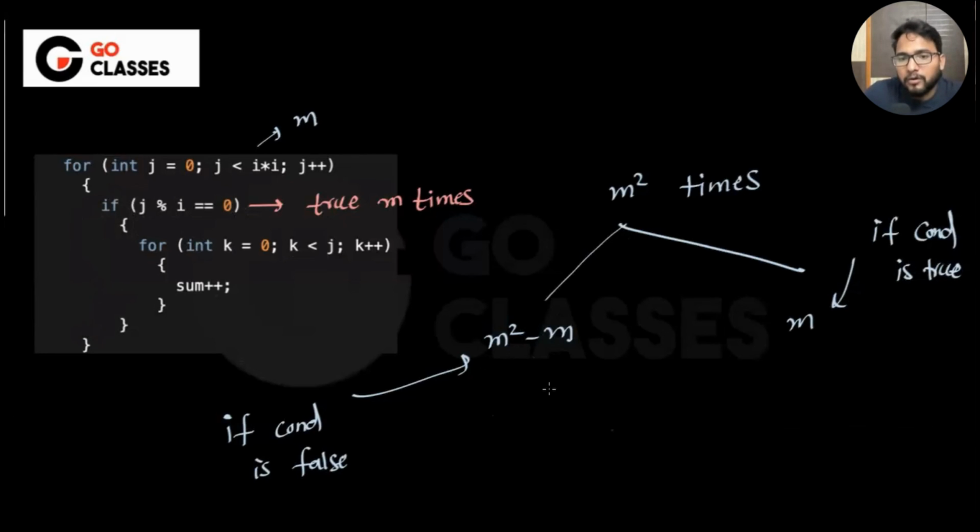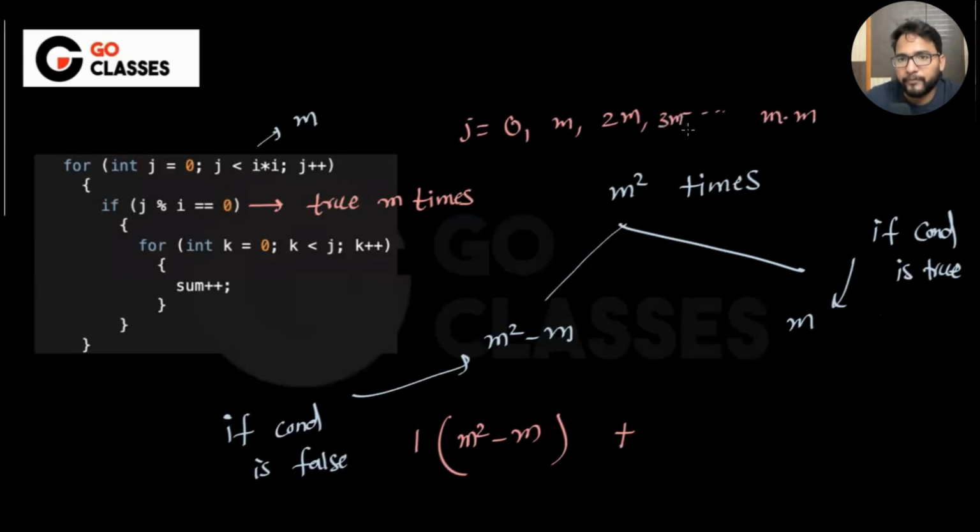Now if it is false, then I'm not going to execute all of this. I'm just doing the constant operation. So m square minus m into 1. I'm not doing anything, right? Plus, if it is true, then I'm doing something. Now let's just see what I'm doing. If it is true, then it will be true for j equal to 0, j equal to m, j equal to 2m, and j equal to m into m. I mean, for the multiples of m, right? It will be true m times. If it is false, I'm not doing anything. If it is true, then I'm doing something.